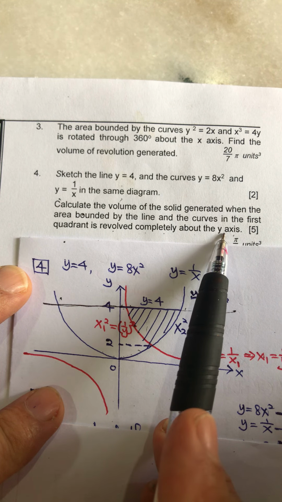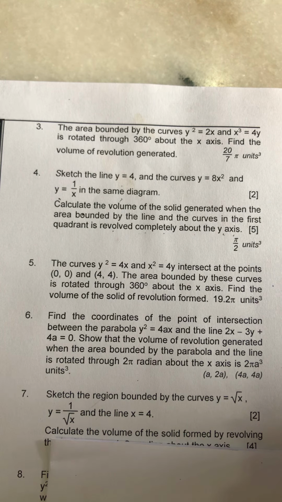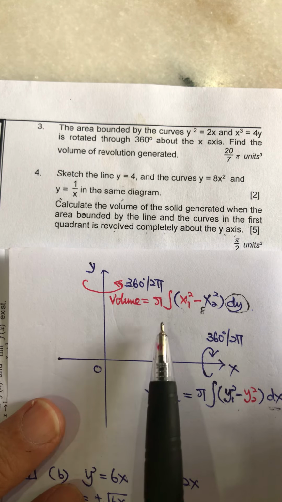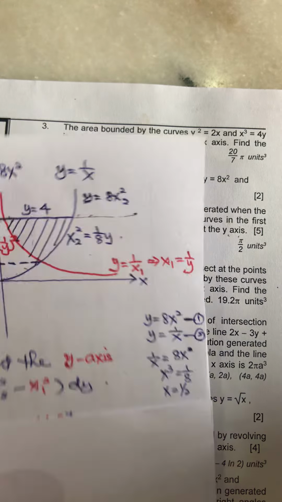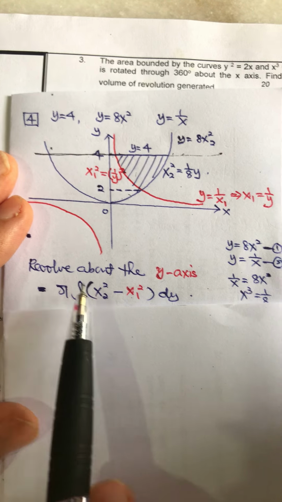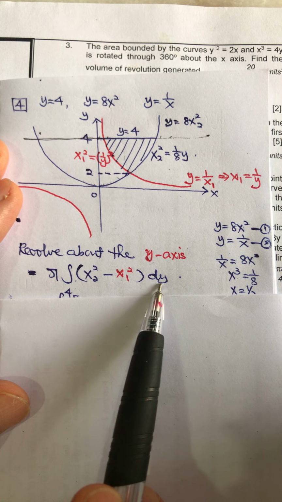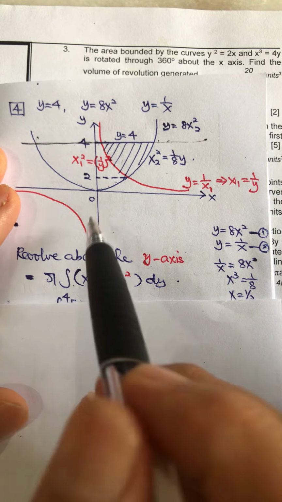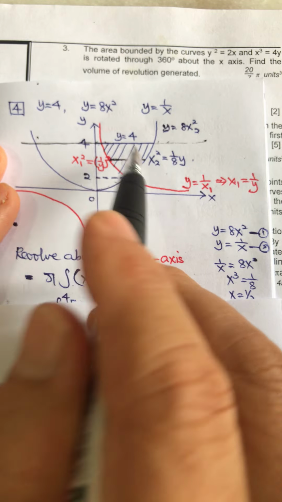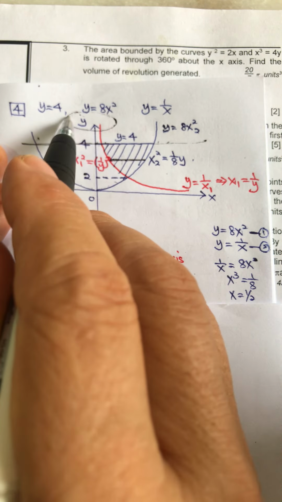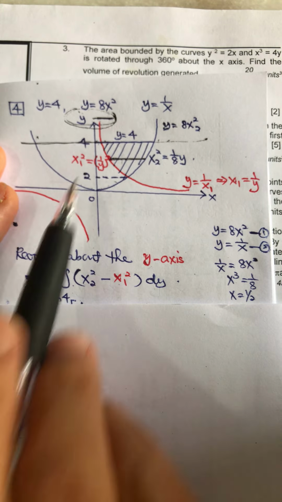So when you want to rotate about the y-axis, you have to use the formula for rotating about the y-axis. This is the one. Rotate about the y-axis, dy, so x. That means this will be the radius, because when you rotate, the circle is like this. The y-axis rotates like that, so this will be the radius. Correct?